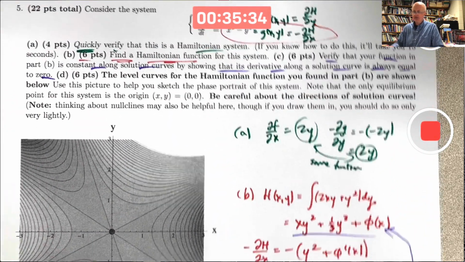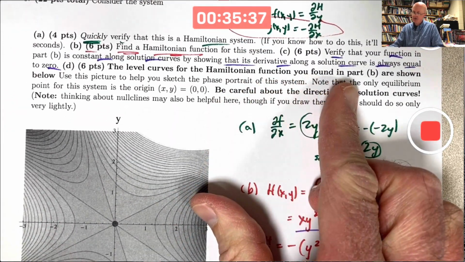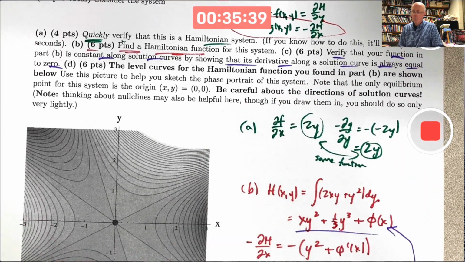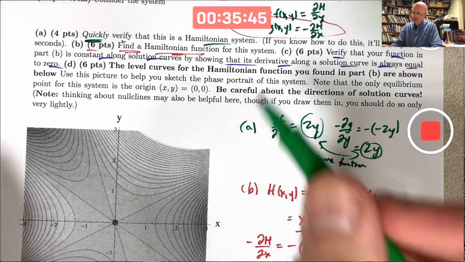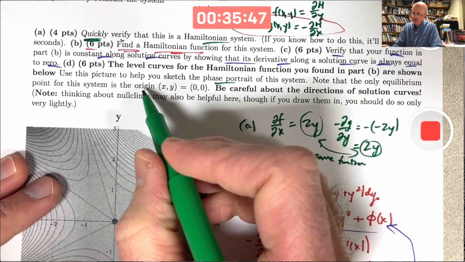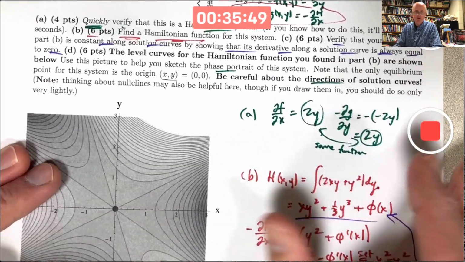Part D, the level curves of the Hamiltonian function found in Part B are shown in this picture, where h is constant along these curves. That's what level curves mean. Use this picture to help you sketch the phase portrait. Note the only equilibrium point is the origin. Be careful about directions.